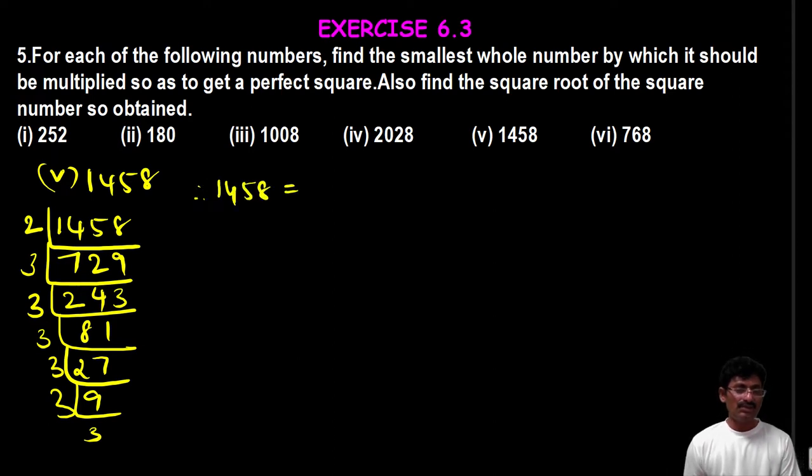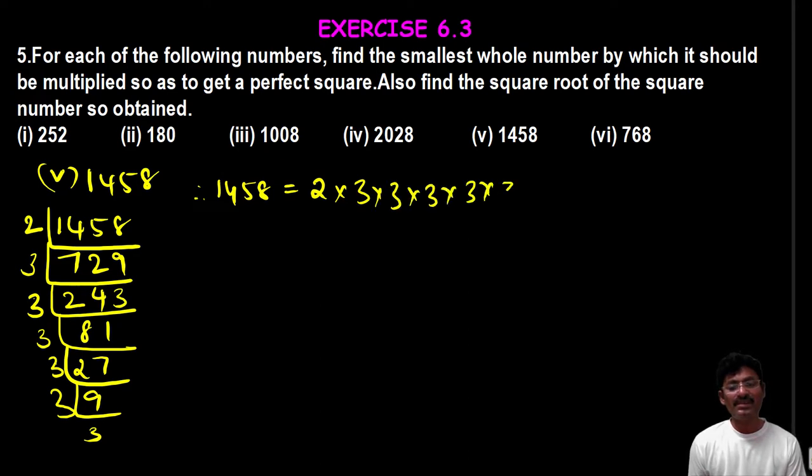So therefore 1458 is equal to, write all the factors. 1 2 is there, then 1 2 3 4 5 6 3's are there. So 3 times 3 times 3 times 3 times 3 times 3. Now let us try to make them as pairs. So 2 we have. Oh, where is the pair for 2? We don't have. So what shall we do? Let us bring one 2 from outside. Let us make it a pair.